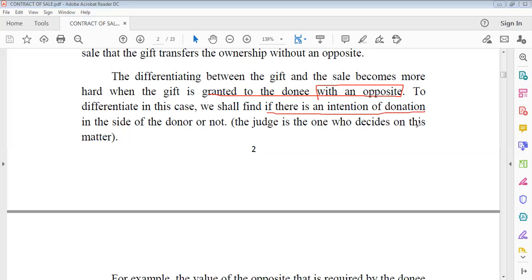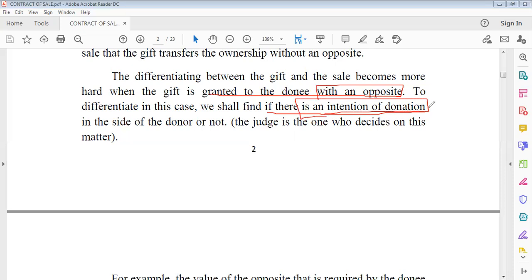Not us, actually. The judge, when there is a clash between these two parties, will know if there is an intention of donation, and he will discover this from the circumstances that existed at the time of contracting, or at the time that they concluded the contract. It is then that the judge finds out that the party here has the intention of donation.